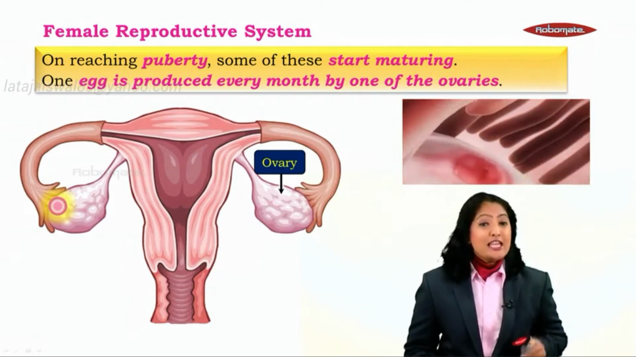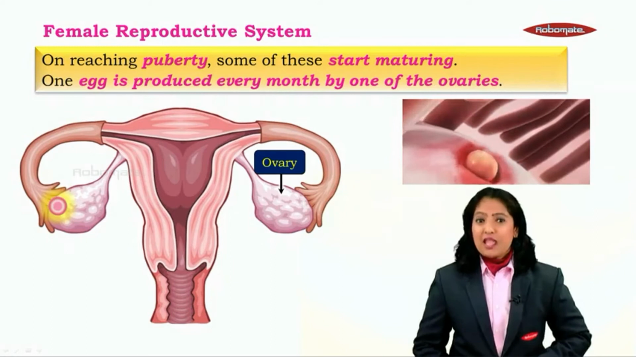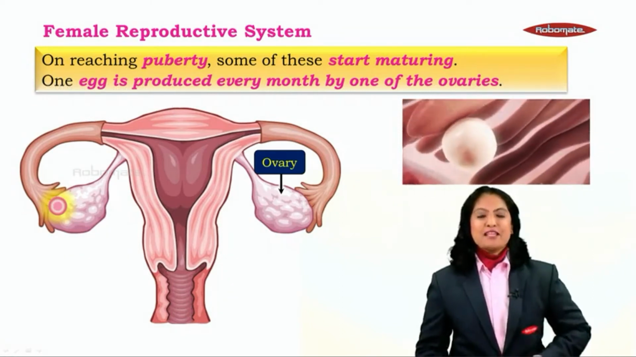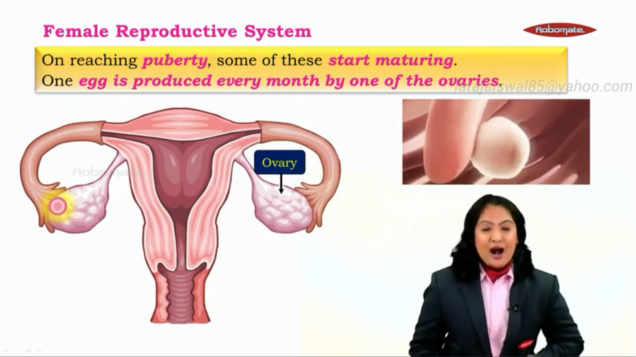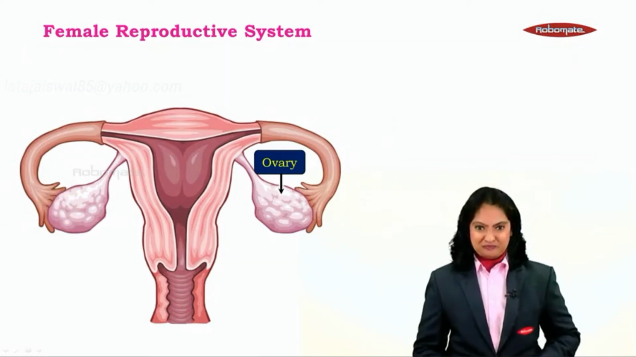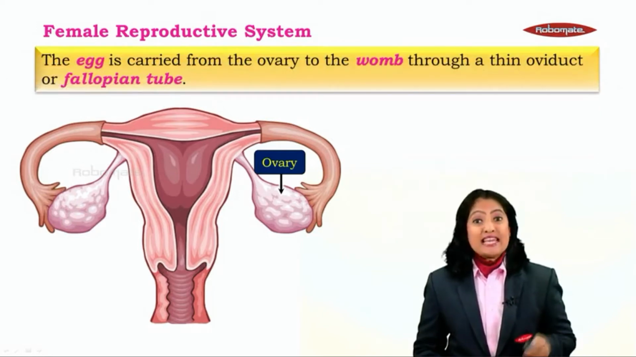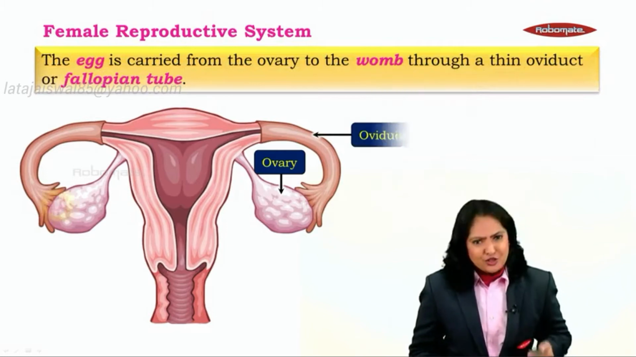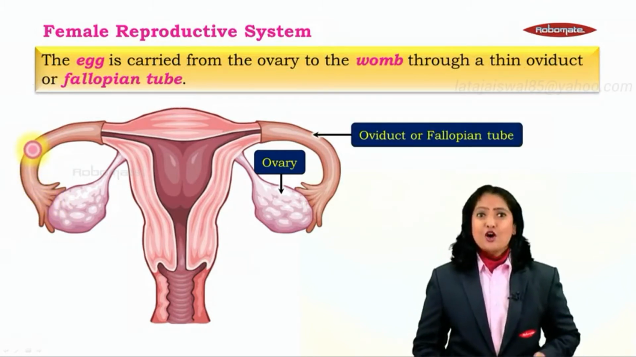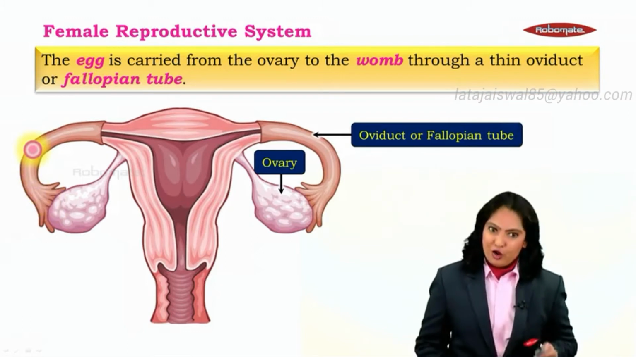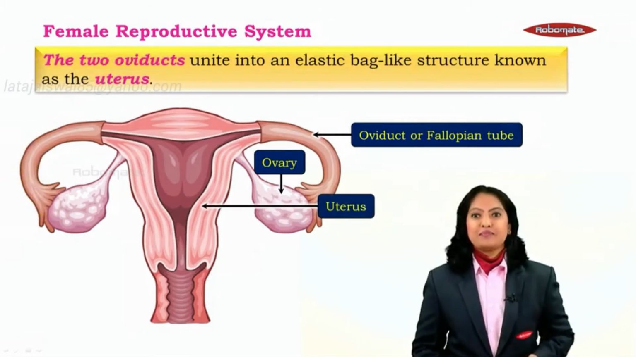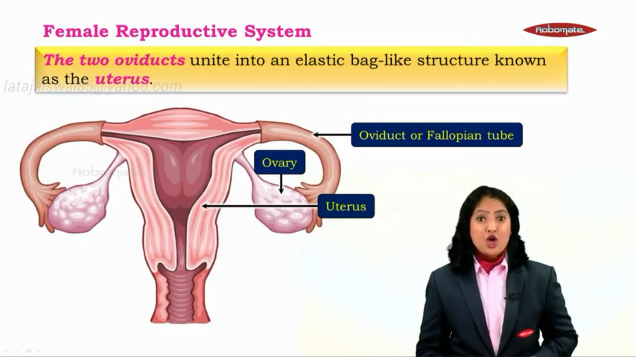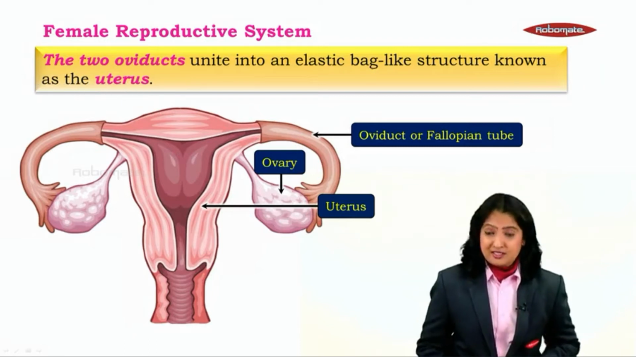As you can see in a small video, an egg is released from the ovary and it is picked up by the fimbriae, a part of the female reproductive system. The egg is carried from the ovary to the womb, that means the uterus, through a thin tube-like structure called as the oviduct or the fallopian tubes. Further, two oviducts unite into an elastic bag-like structure known as the uterus.